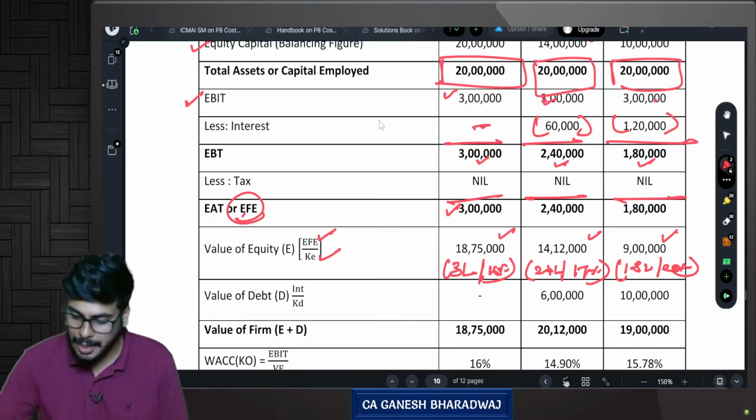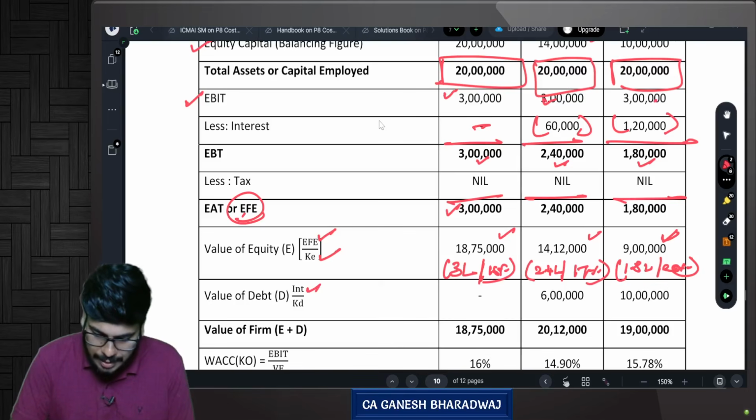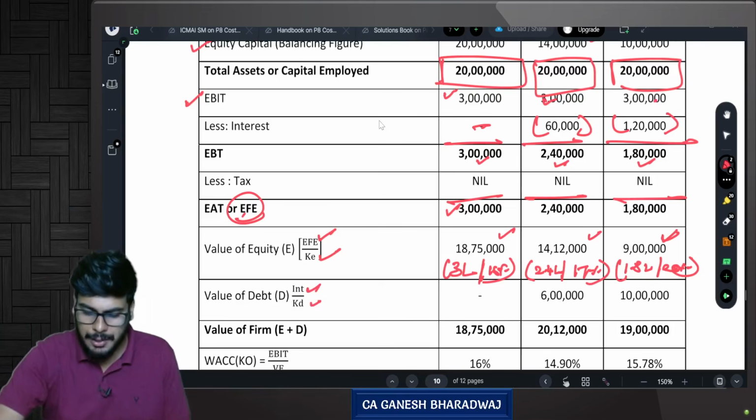Yes, that gives you 9 lakh rupees. This is the value of equity. Now, how do you calculate the value of debt? Very simple. Interest divided by KD. We saw all these formulas earlier.